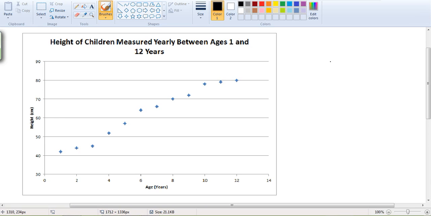This is Mr. Shell, and in this tutorial we're going to learn how to create a trend line, write an equation for that trend line, and then use your trend line to estimate data that you do not have. So first things first, let's review the parts of a good line graph.